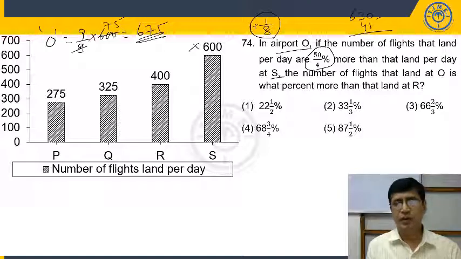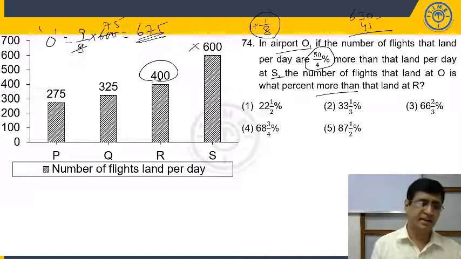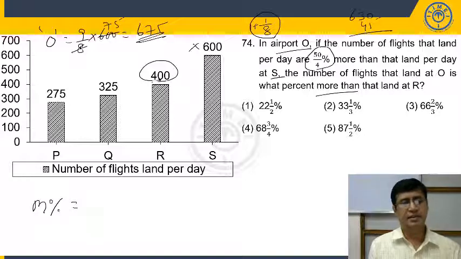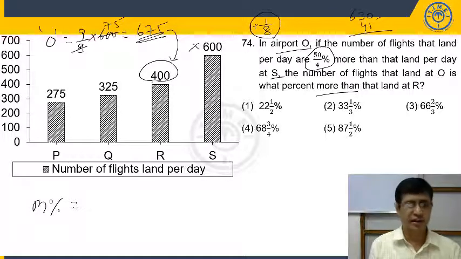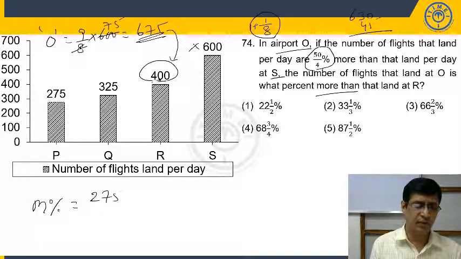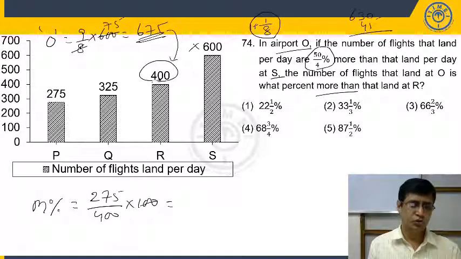Okay, and what about the R? R is 400. What is being asked here? More percentage. Percentage more means the difference divided by the smaller value. So 675 and 400, the difference is 275. With respect to 400, we need to find the percentage. The zeros can be cancelled.